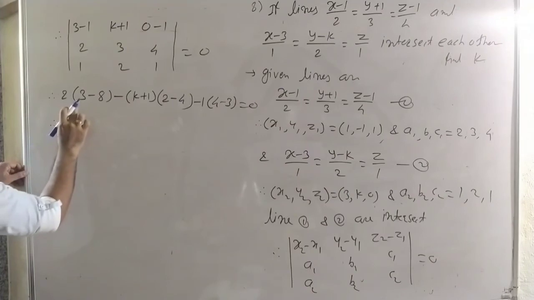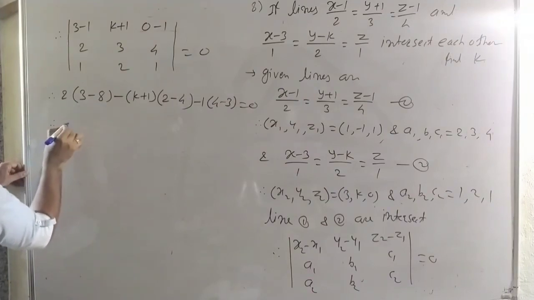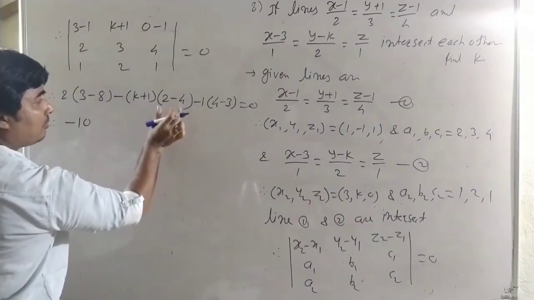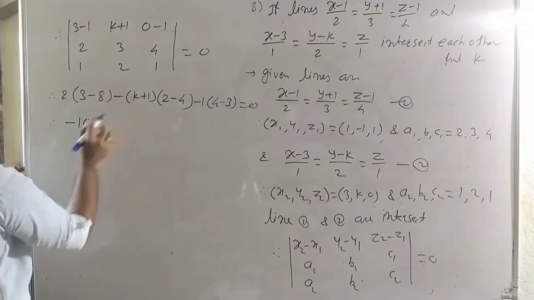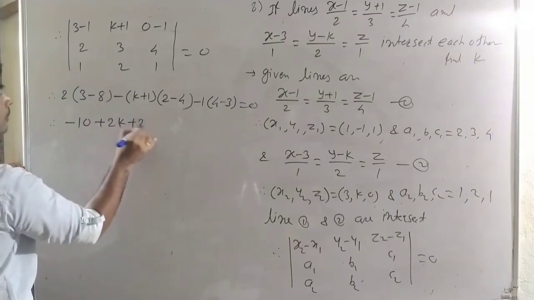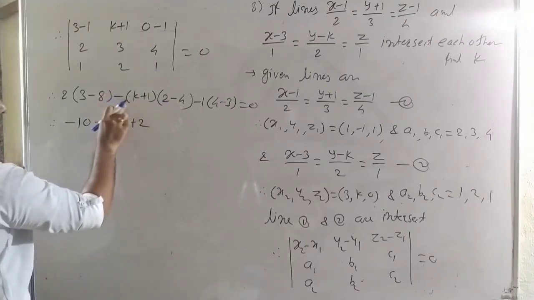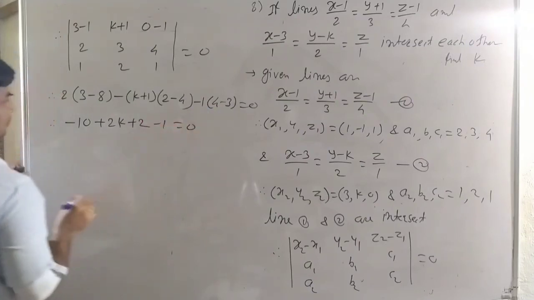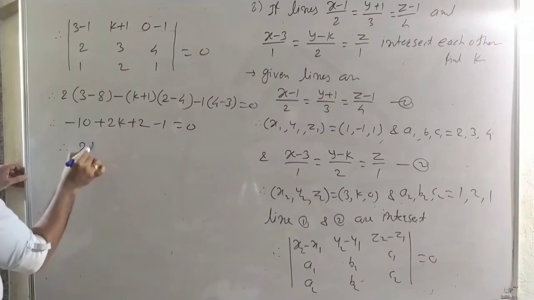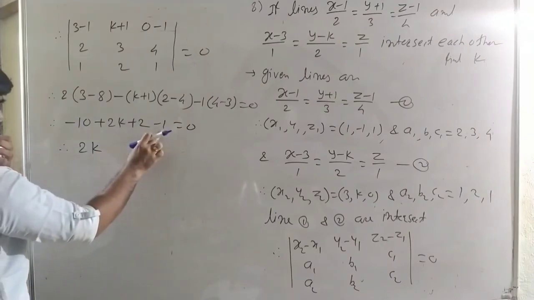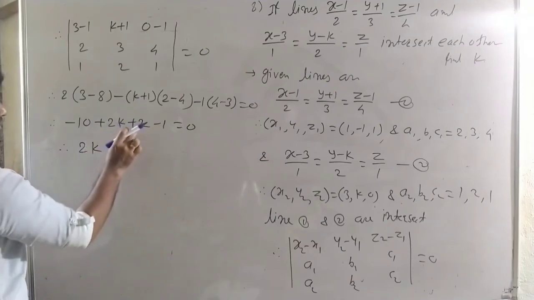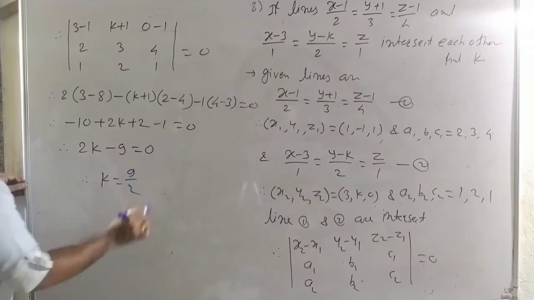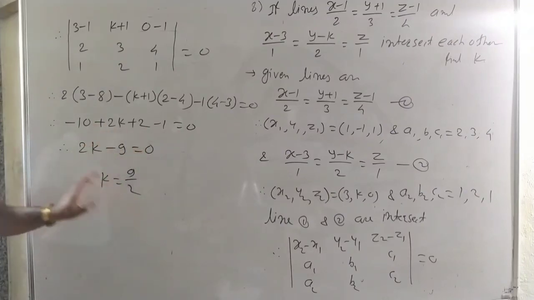See carefully the calculation. 3 minus 8 is minus 5, that means minus 10. Now 2 minus 4 is minus 2, and with the minus sign it is plus 2. Therefore you can write 2 into (k plus 1), that is 2k plus 2, and here it is minus 1, equal to 0. Now 2k minus 10 minus 1 is minus 11, minus 11 plus 2 is minus 9, equal to 0, and therefore k is equal to 9 by 2. Okay, k is equal to 9 by 2.